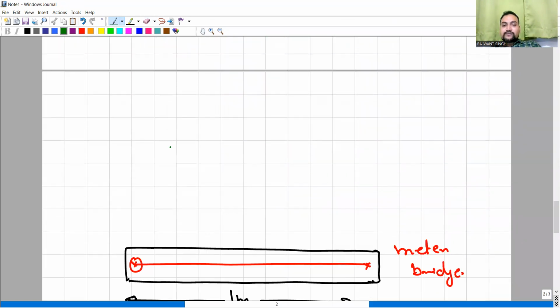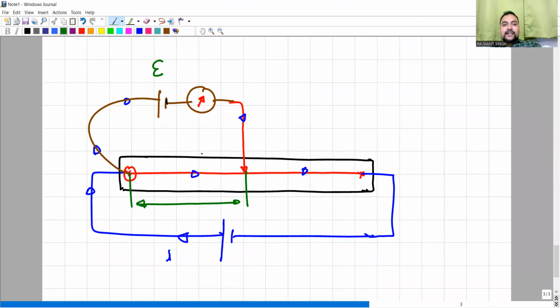Here the same thing is happening. If there is a current here, that is, the ammeter shows some reading, what reading doesn't matter, then it means that there is a current flowing, and it means that this EMF is not equal to the potential drop across this length.